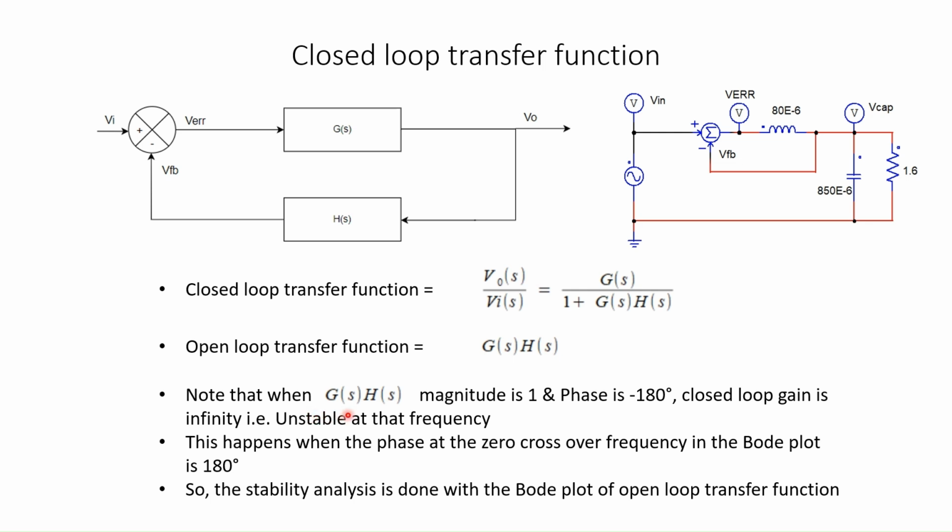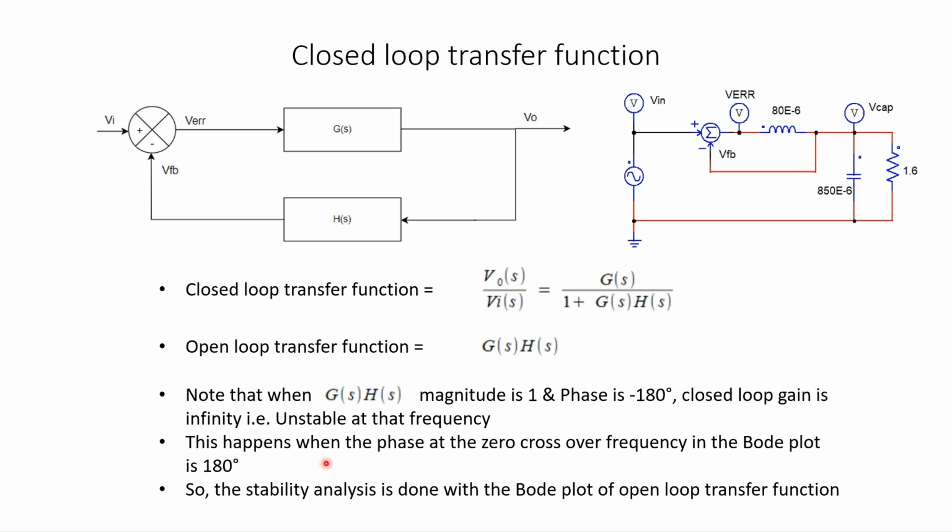Note that when the G(S) H(S) magnitude is 1 and phase is minus 180, so here the magnitude is 1 and phase is minus 180, the denominator will become 0 and then VO by VI becomes infinite. That means the system is unstable at the frequency when the magnitude becomes 1 and phase is minus 180.